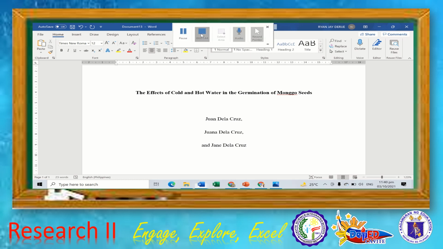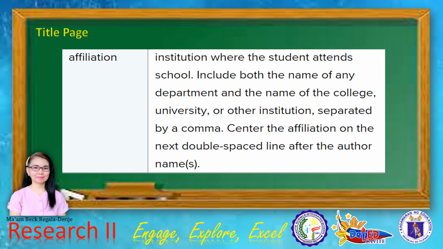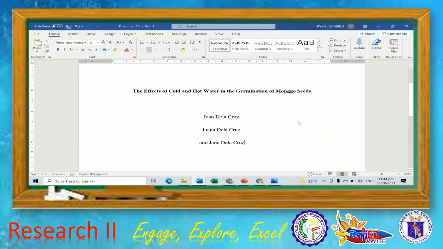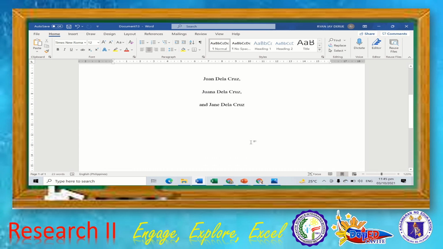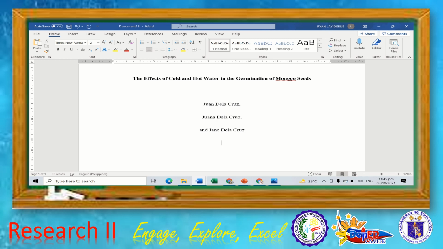Alright. Moving on, we go to affiliation. This is the institution where a student attends school. So include both the name of any department and the name of the college or university or other institution separated by a comma. Center the affiliation on the next double space line after the author's name. So we have here one double space after the last name of the author. Ayan.